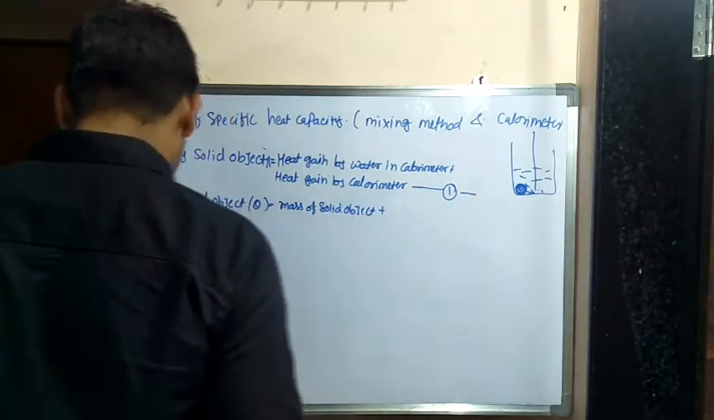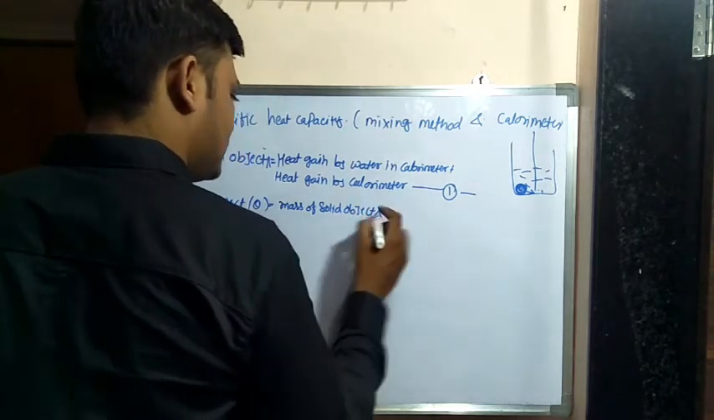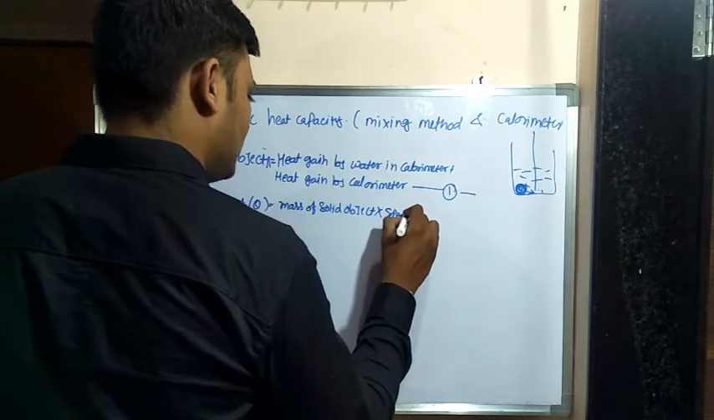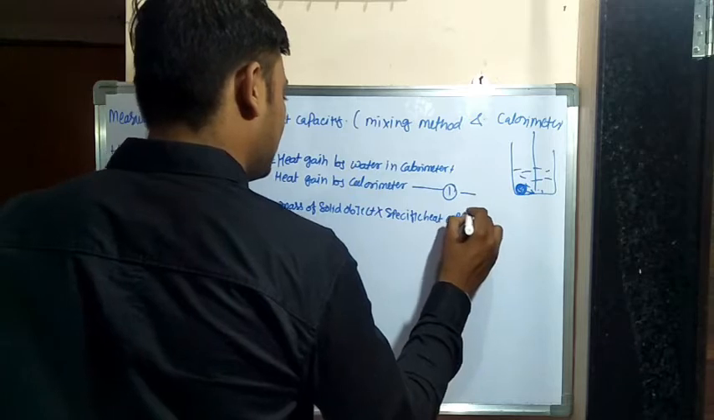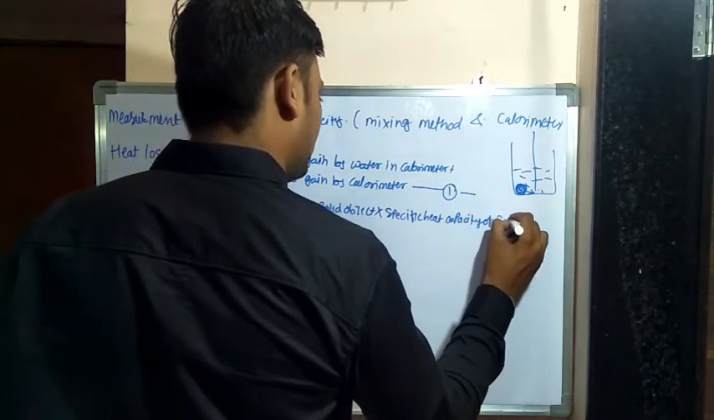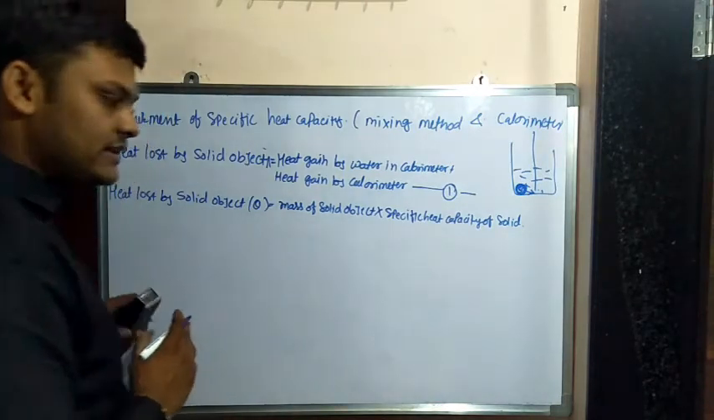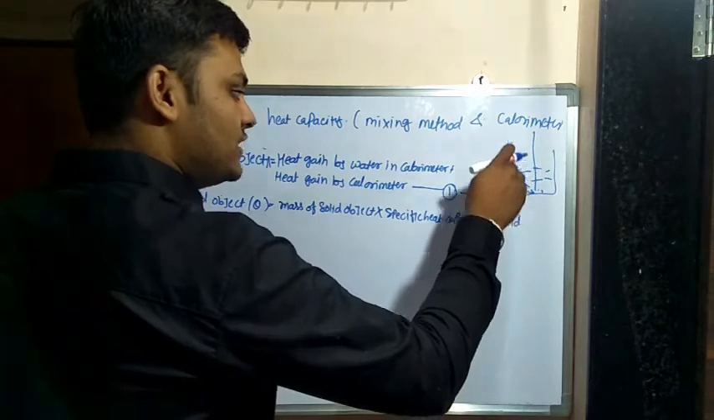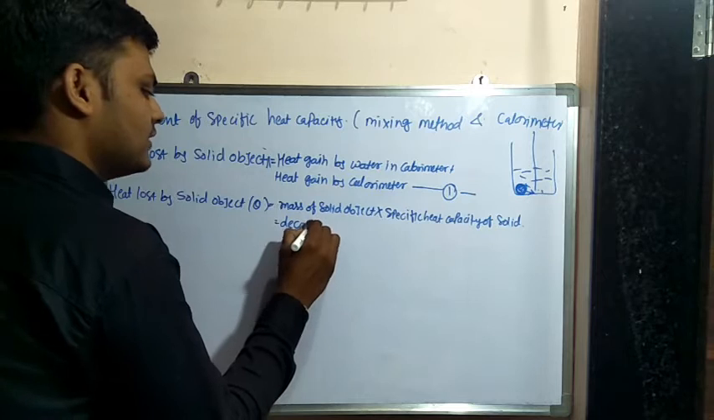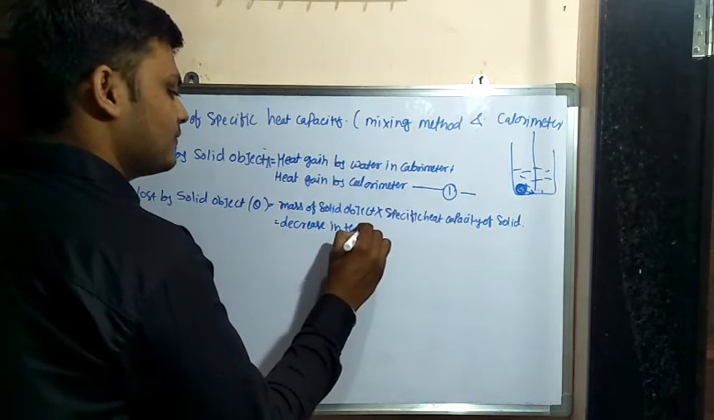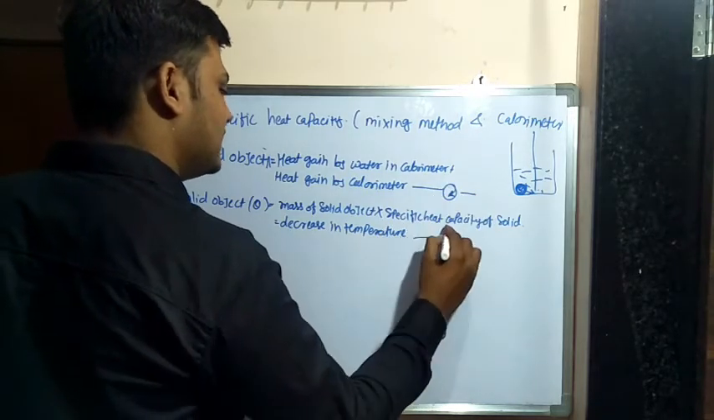multiplied by the specific heat capacity of the solid, and next, the decrease in temperature. Why the decrease in temperature? Because the temperature of this solid object goes into the water. So that's the reason we take the decrease in temperature. This makes equation one.